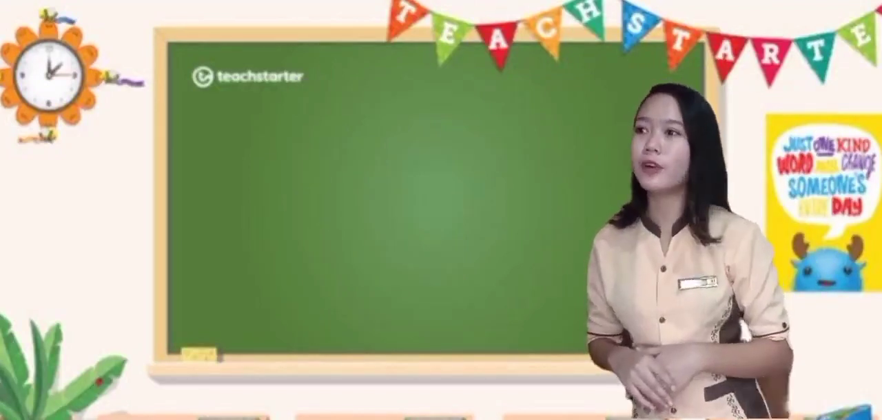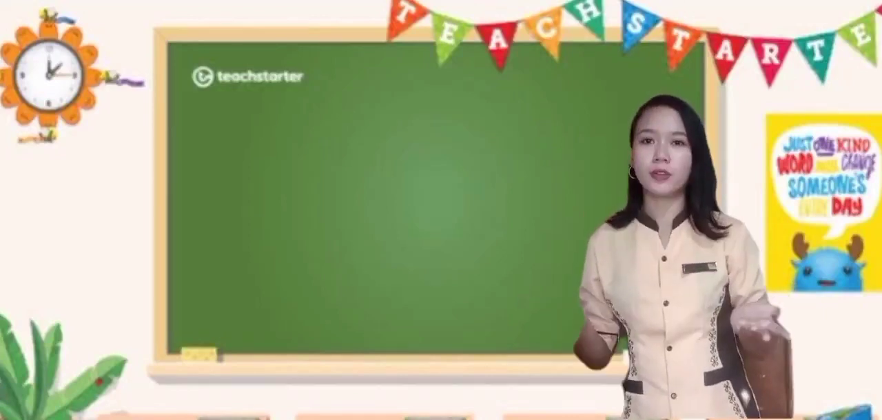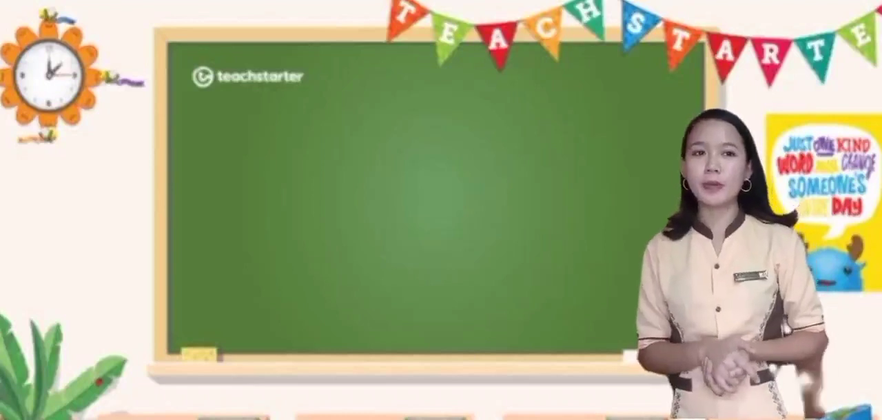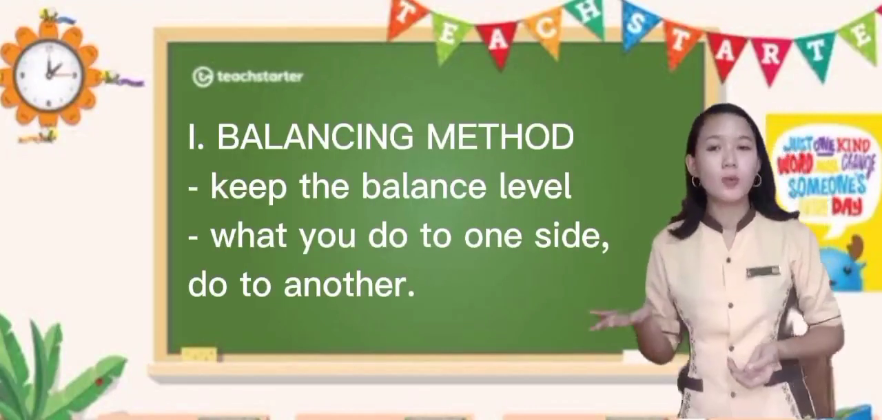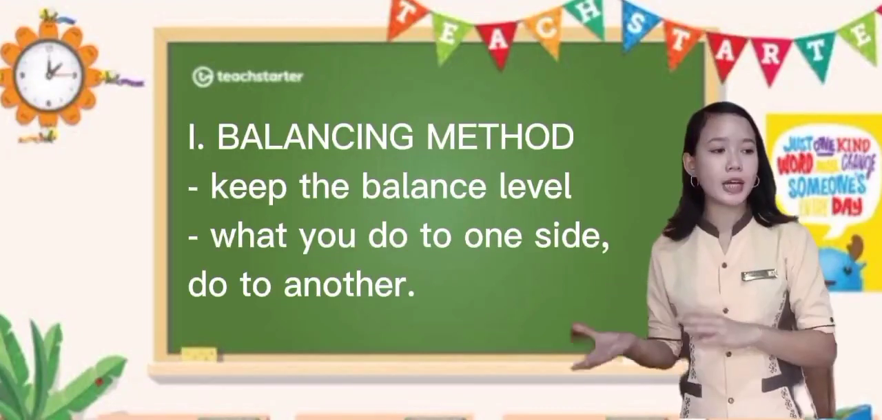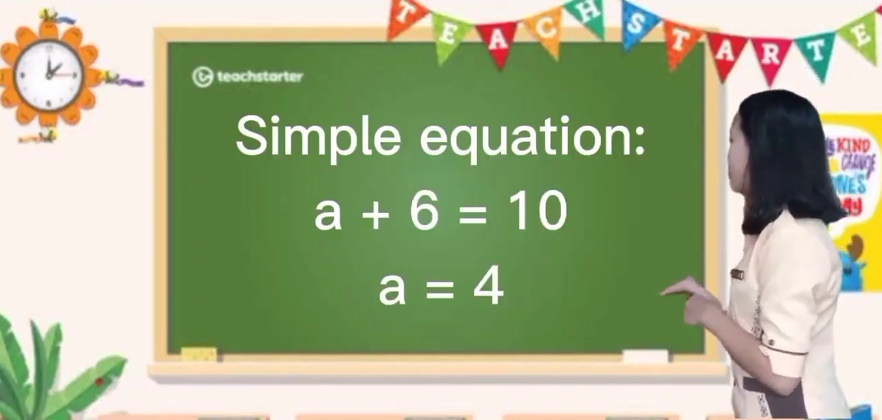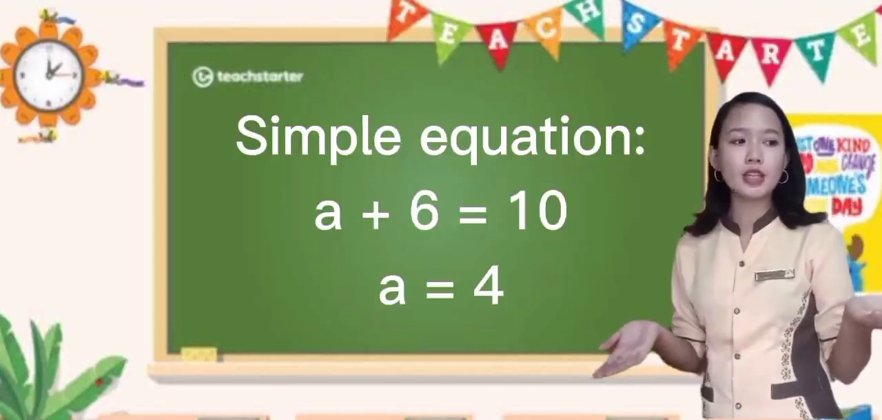Now, to know the values of those equations, we are going to learn how to solve them, okay? The first method will be the balancing method. In the balancing method, we keep the balance level. What we do to one side will be done to the other side. So here's an example. A plus 6 is equal to 10. Visually, we know that A is 4, right?